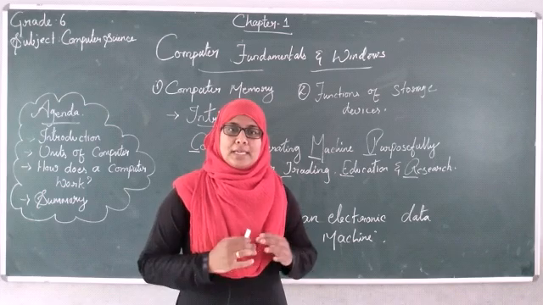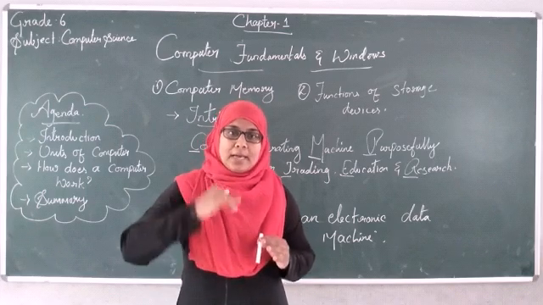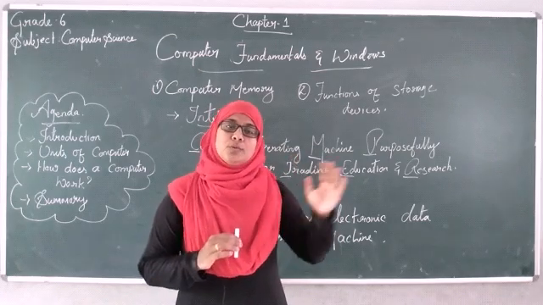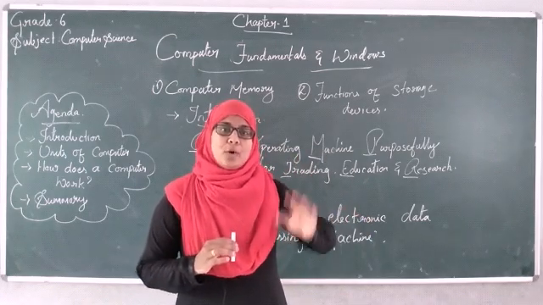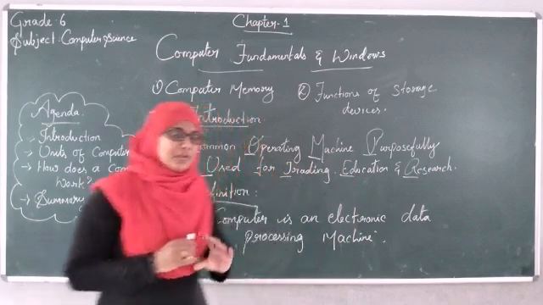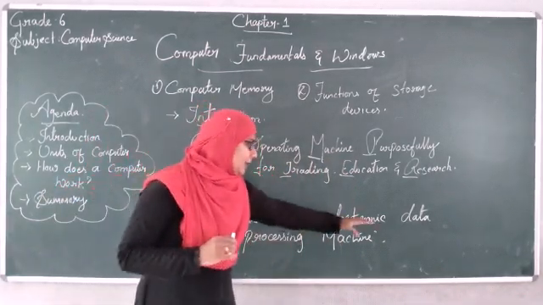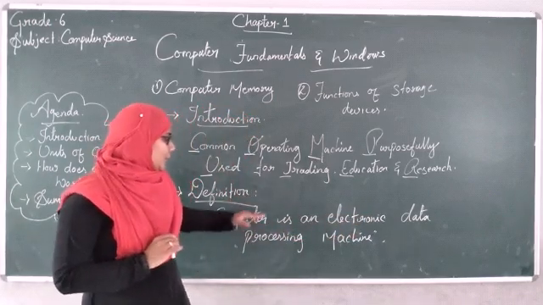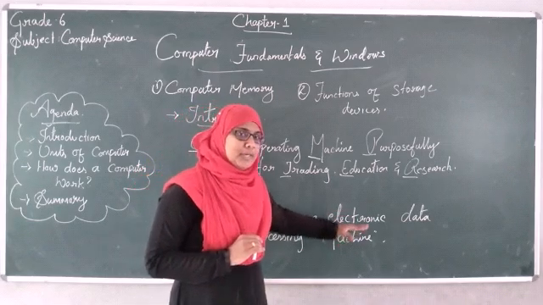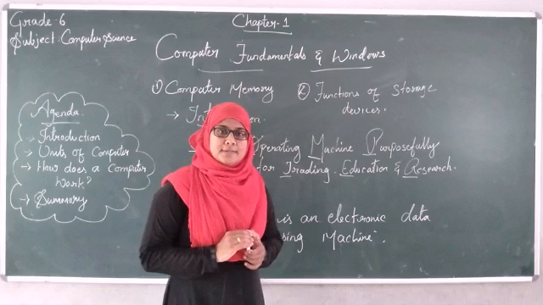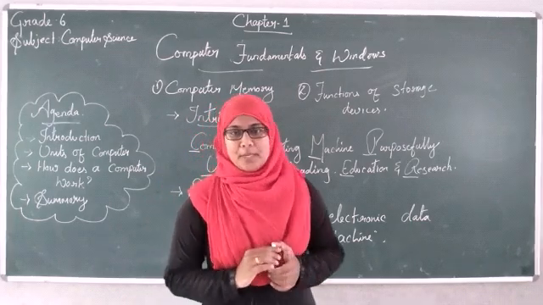If I do the calculation through my mind, I have to do the calculation. Suppose I do this work through the computer, the processing and output work the computer will do automatically. So that is why we call this a data processing machine. Again I am telling, computer is an electronic data processing machine. Are you getting this? Okay. Shall we move to the next topic?